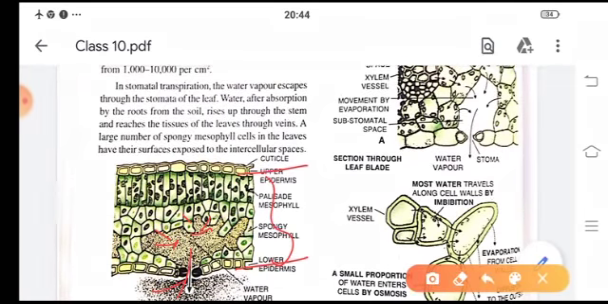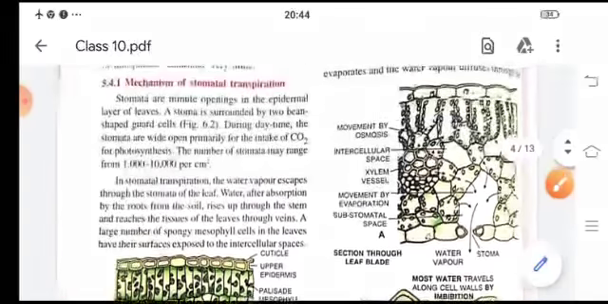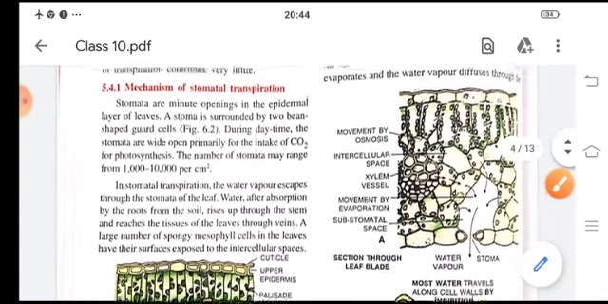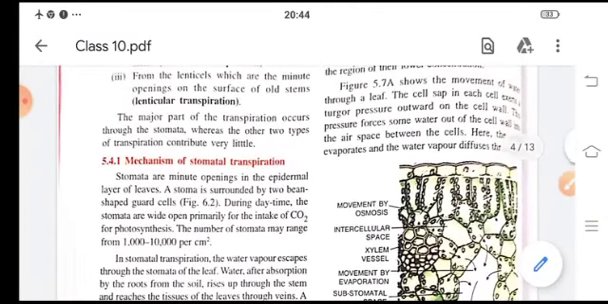The process of transpiration takes place only during the daytime, because in the day the stomata are open for the intake of carbon dioxide for the photosynthesis process. But during the night the stomata get closed, because the photosynthesis process stops, and the guard cells lose turgidity, and due to the flaccid condition the stomata get closed.